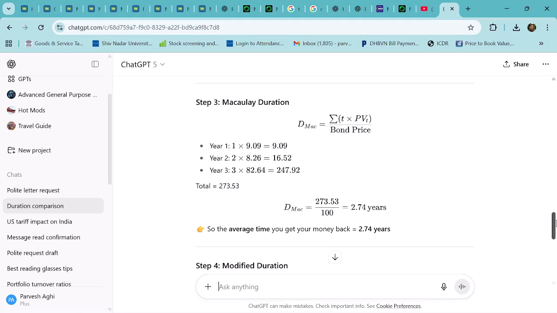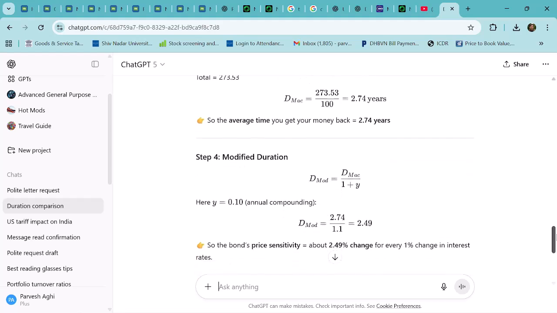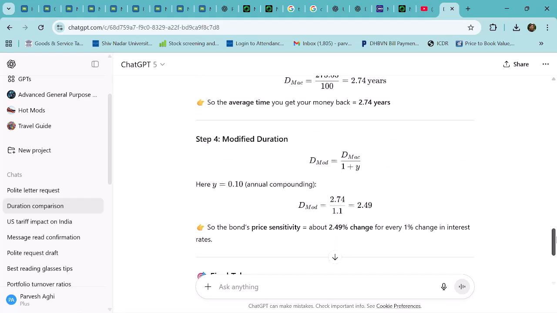Okay, now what is modified duration? So modified duration, the formula is the Macaulay duration divided by 1 plus y, which is the interest rate. So 2.74 is Macaulay duration divided by 1.1. So you get how much is the modified duration, Shishti? So modified duration is 2.49.